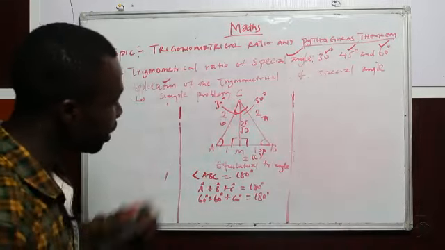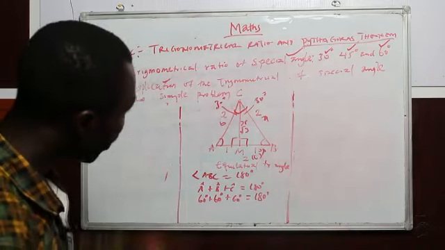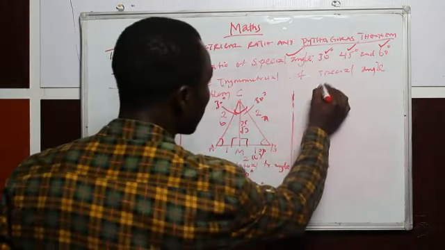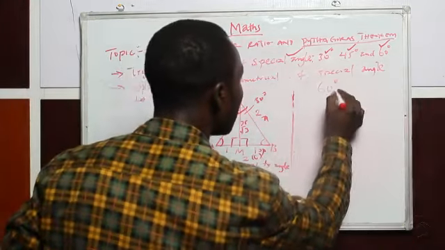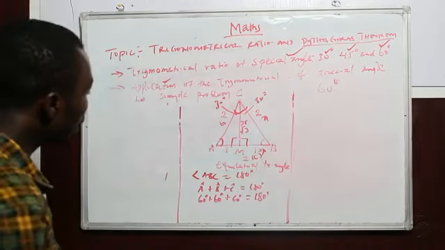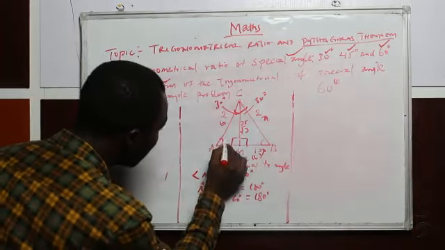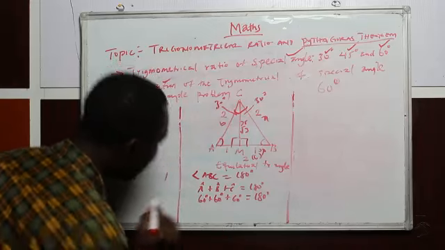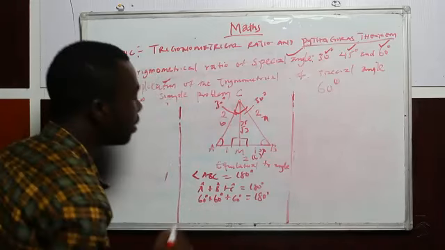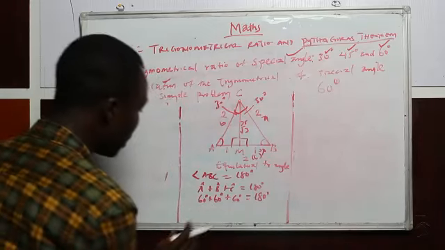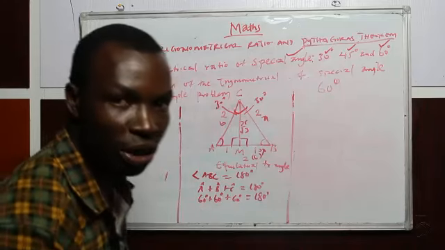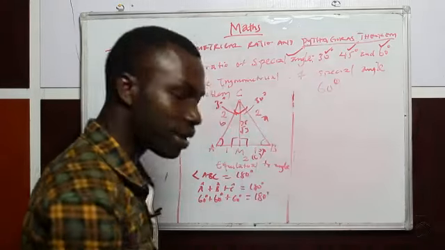Now consider this equilateral triangle once more. Now we want to get a special angle called 60 degrees. This angle is 60 degrees here. Angle A is 60 degrees. B here is 60 degrees. C here is 60 degrees. 60 plus 60 is 120, plus 60 is 180.